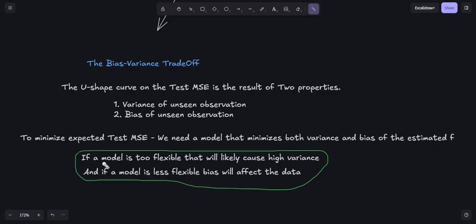If a model is too flexible, that will likely cause high variance. And if a model is less flexible, bias will likely affect the data. Those are the two main things that cause the U-shaped curve on the test MSE: the bias and the variance.